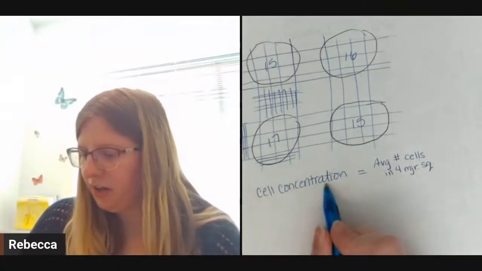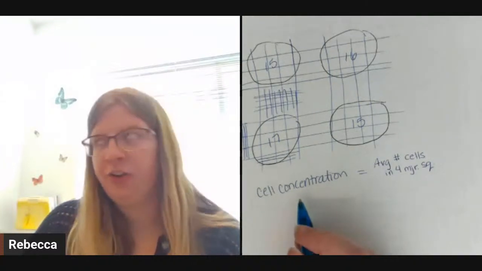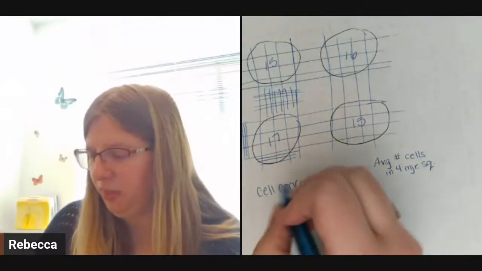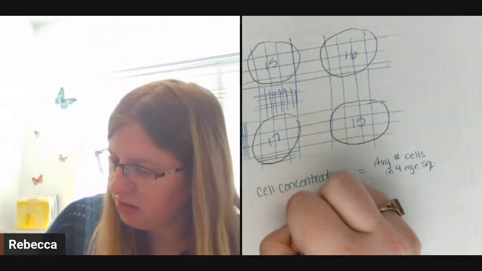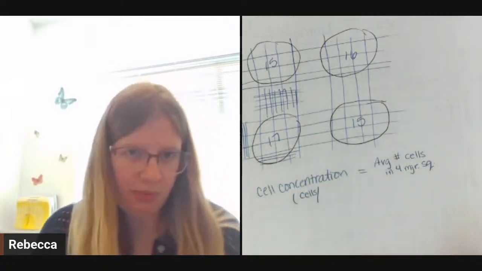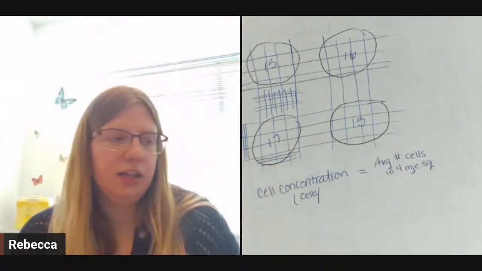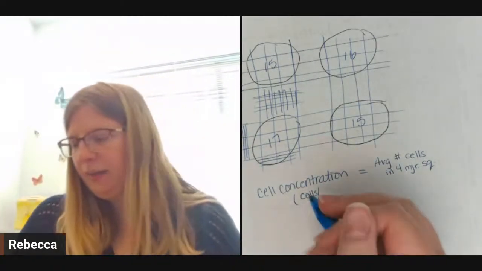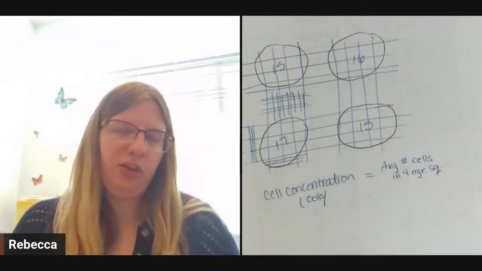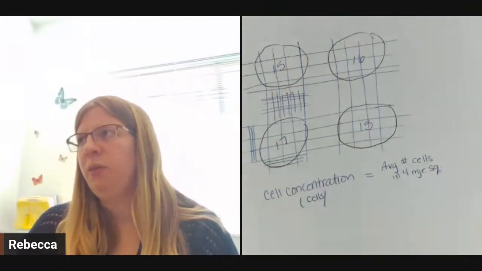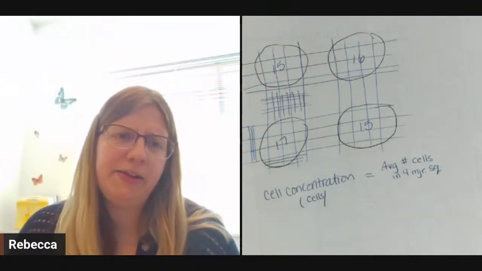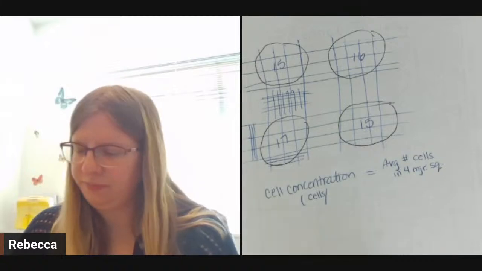We're looking for a cell concentration. Concentrations are units that are something per something. So we know that our unit here is going to be cells per something. And so does anyone know what that per is? What are we looking for? Are we looking for cells per liter, cells per milliliter, a cell percentage? What are we looking for there?